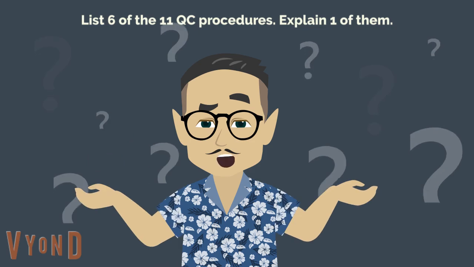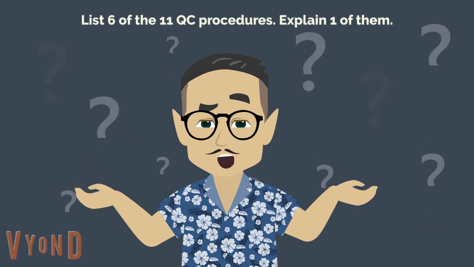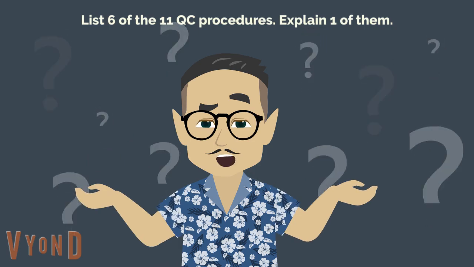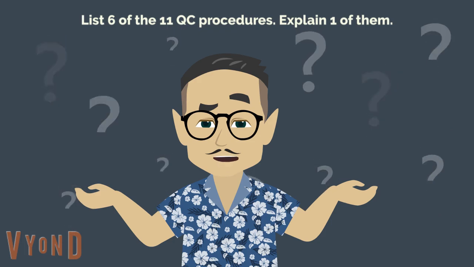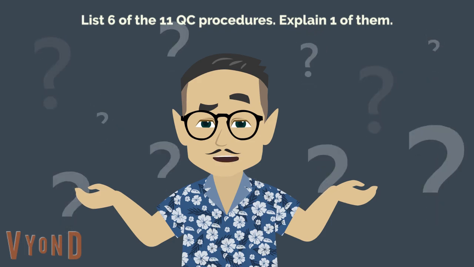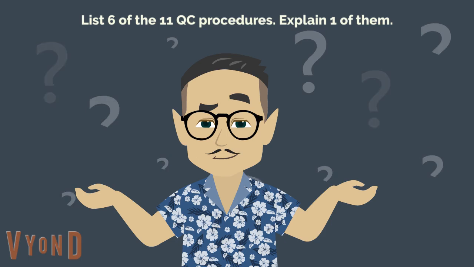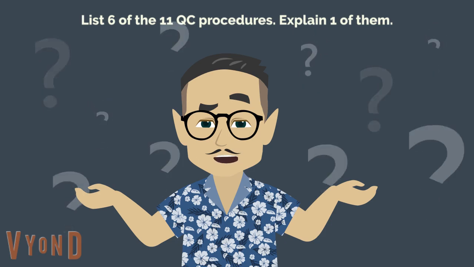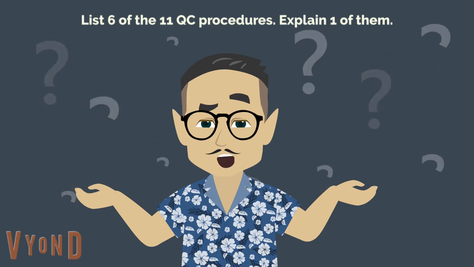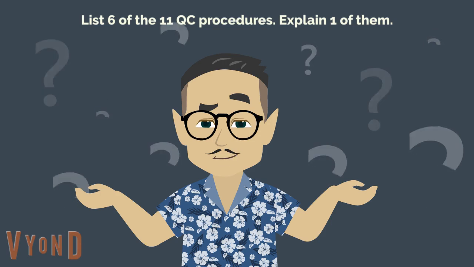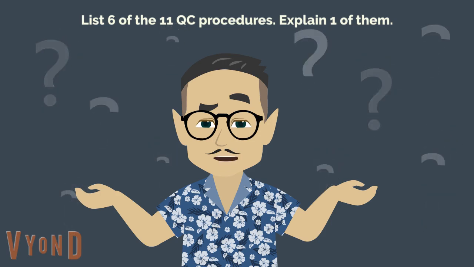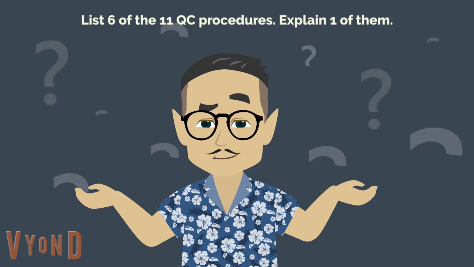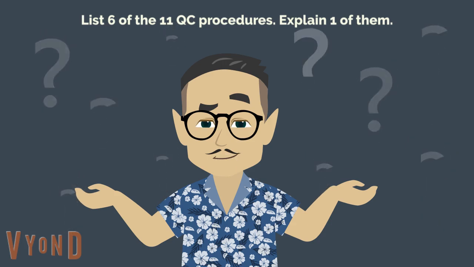To sum up, there are 11 quality control procedures that I consider basic procedures for food manufacturing operations. So, if this chapter comes in the exam, I think the question would be: list 6 of the 11 QC procedures. Explain one of them.